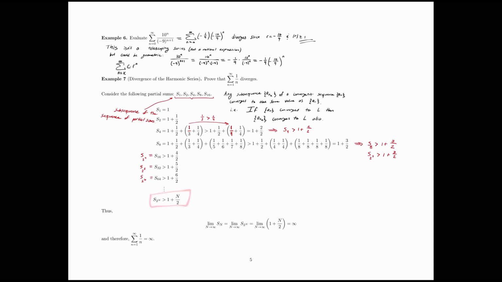So what we've actually found here is a lower bound for a subsequence. S sub 2 to the n is a subsequence of s sub n. That's a fact. So that's fact number 1. Fact number 2 is that this subsequence is strictly bounded below by 1 plus n over 2. So no matter how far we go, we definitely know that this term of the subsequence is larger than this number.